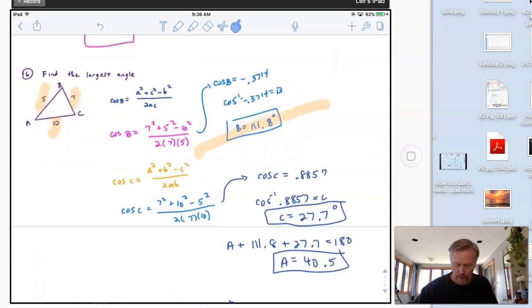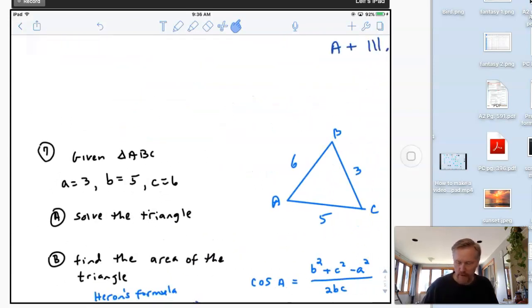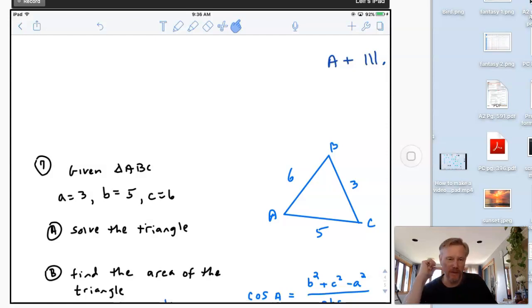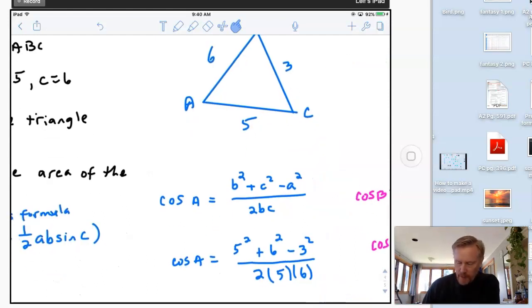All right. Number 7, given sides A, B, C. A is 3, B is 5, C is 6. Solve the triangle, and then find the area of the triangle. So we're going to use Heron's formula for finding the area. All right, so I plug in the values for A, B, and C into my cosine of A formula here.